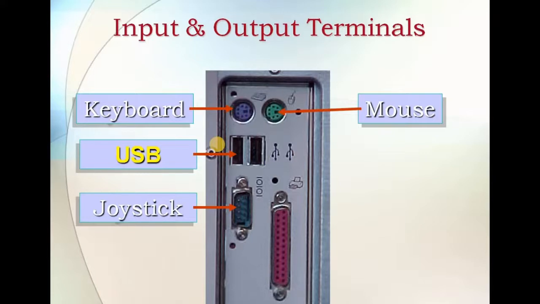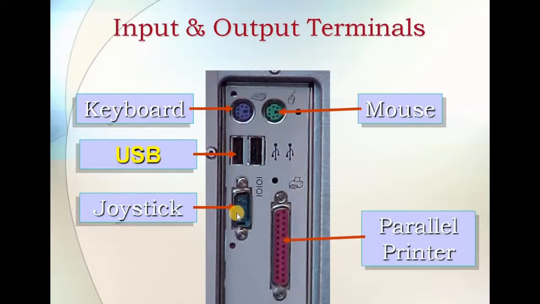Universal serial bus is the meaning of USB. To connect the joystick, we can use this particular terminal, and to connect printers we have this particular slot. But these days we don't use PS2 connectors on the motherboard. The keyboard and mouse also have USB connectors as well. These days, to connect the keyboard and mouse, we use USB ports only, and we have more USB ports in today's computers.